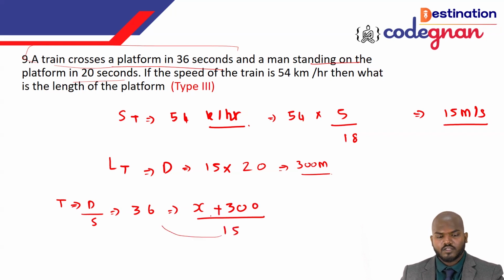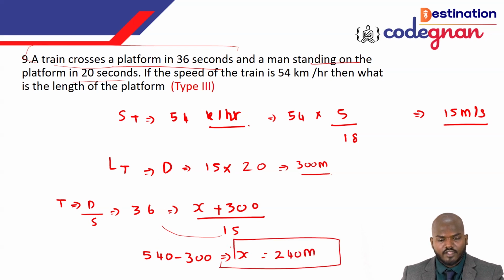If you multiply this, it will give you some value. What is 36 times 15? It will give you the value 540. So 540 minus 300, you will get 240 meter. That is x. You will get the platform length as 240 meter, which is the correct answer in this question. So I hope you can note down this question clearly.